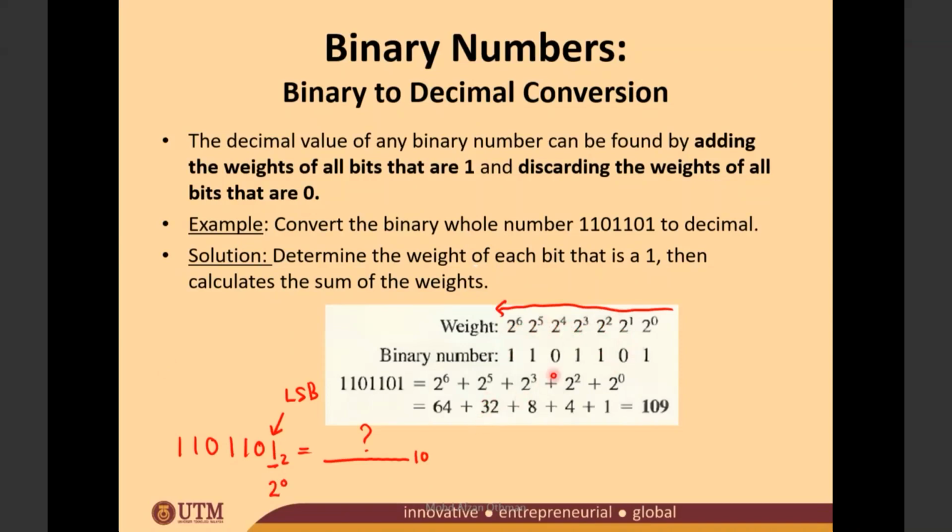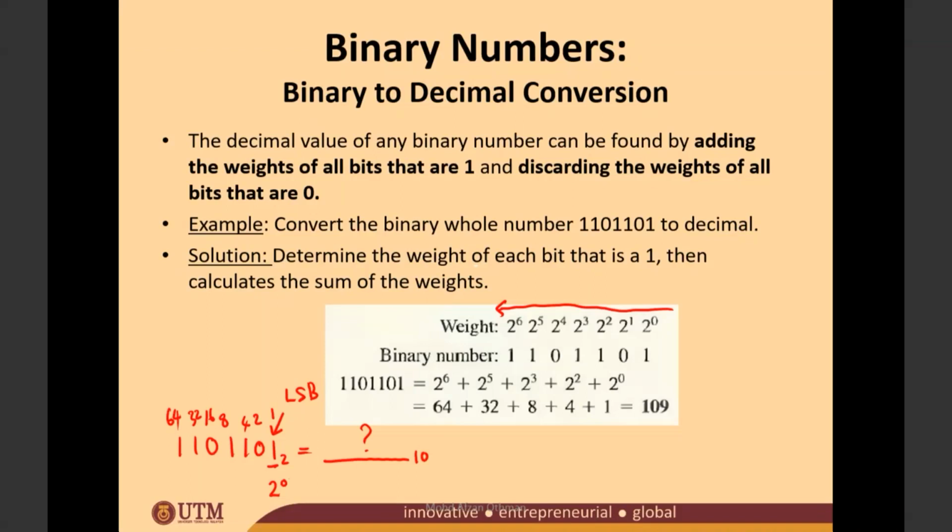And then, lepas tu nak buat apa? Okey, kamu darabnya ni. Yang ni darab pula dengan dia punya bit. 2 power 0 darab dengan 1 tambah dengan 2 power 1 darab dengan 0 tambah dengan 2 power 2 darab 1, tambahkan semua sekali. Okey, once kamu dah tambah, hasil jadi 109 adalah asas 10. Okey, ataupun cara paling mudah sekali, kamu dah tahu yang ni 2 power 0, so yang ni adalah 1 lah. 2, 4, 8, 16, 32, 64.